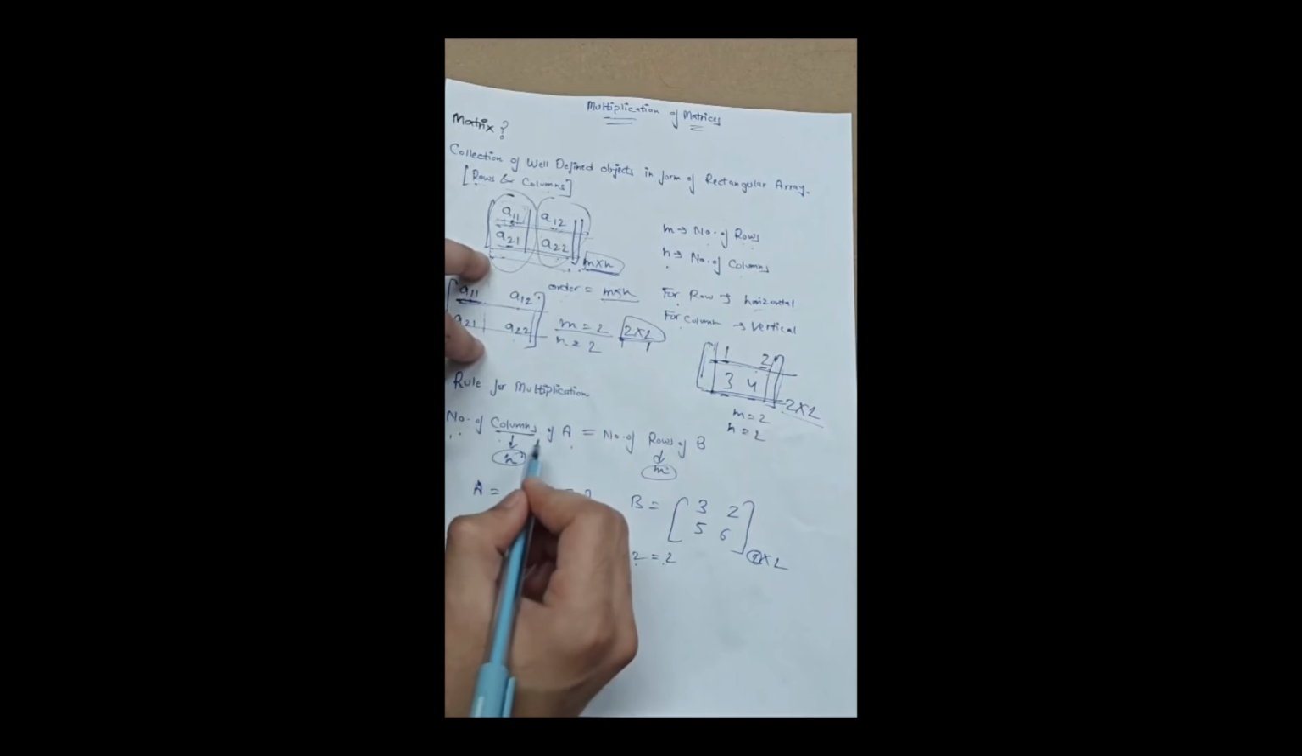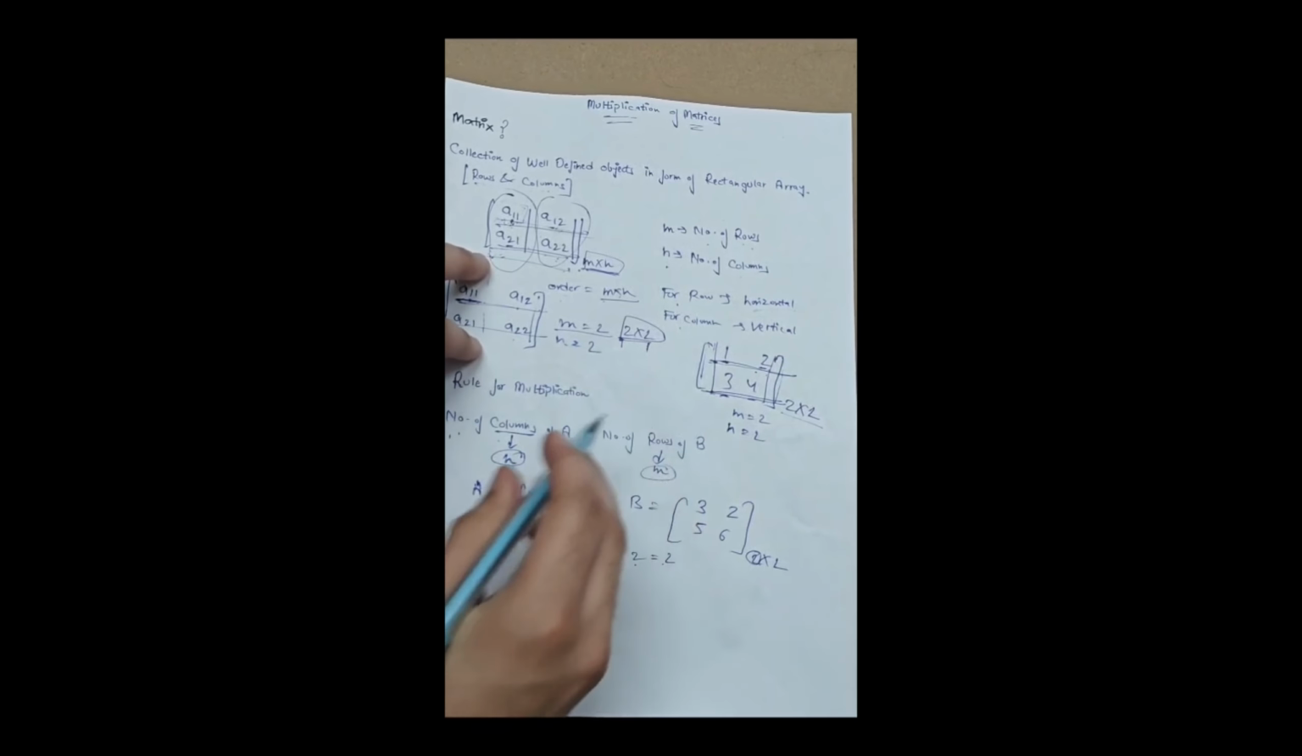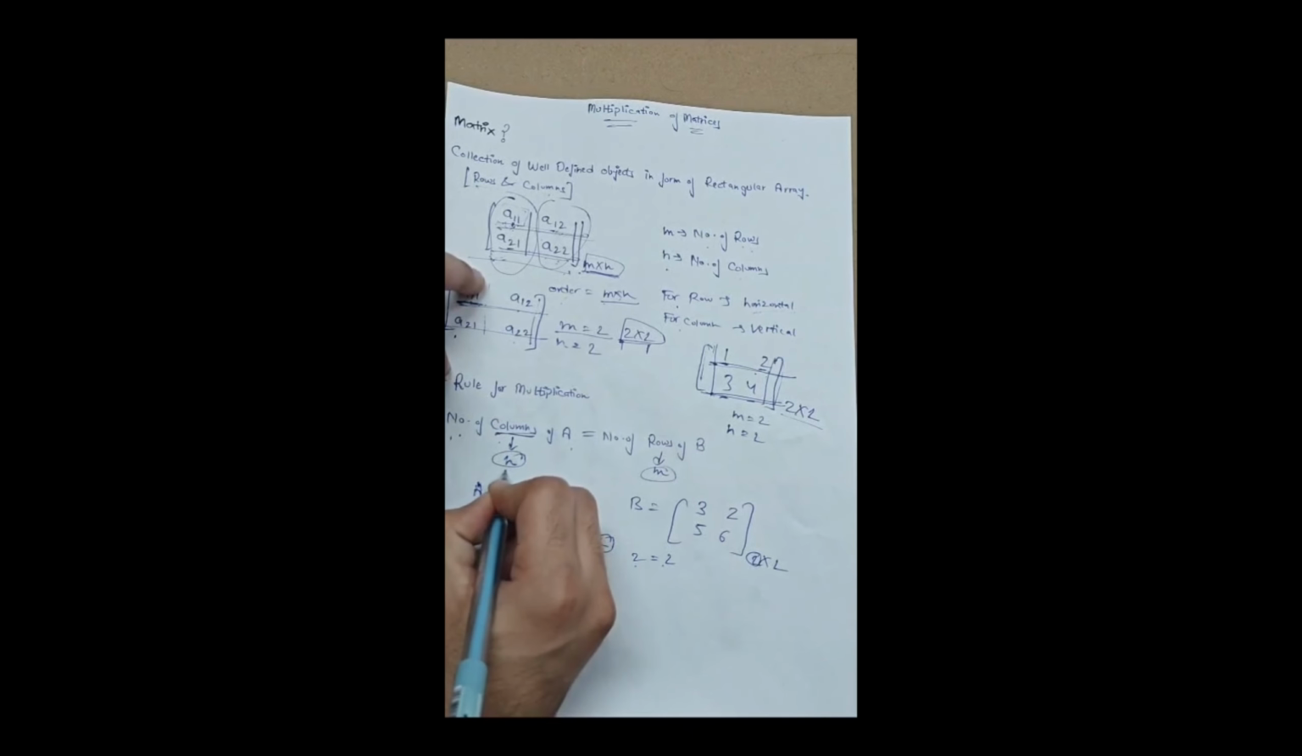If this doesn't satisfy, then we don't have to multiply. That means the matrices cannot be multiplied. So the rule says number of columns of A should be equal to number of rows of B. Now, just now I have told you m denotes the number of rows and n denotes the number of columns. So columns n and rows m.